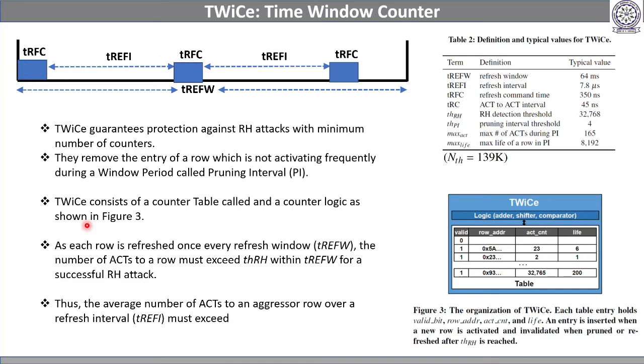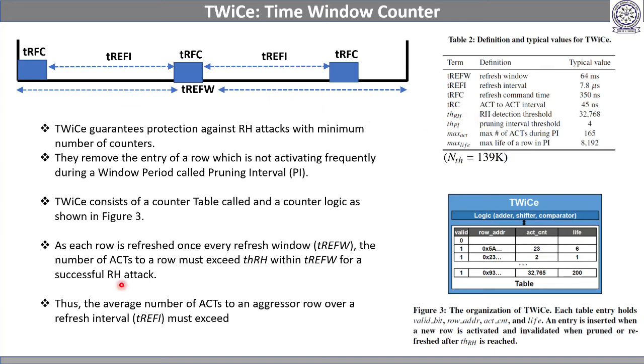The number of activations to a particular row within a refresh window must exceed this TRH value. Only then can we say that this is the aggressor row. That's why this is our detection threshold, right? So we can only say a particular row, suppose row number 3 in a bank, is an aggressor row if, within a particular refresh window, the total number of activations to this row is more than this TRH value.